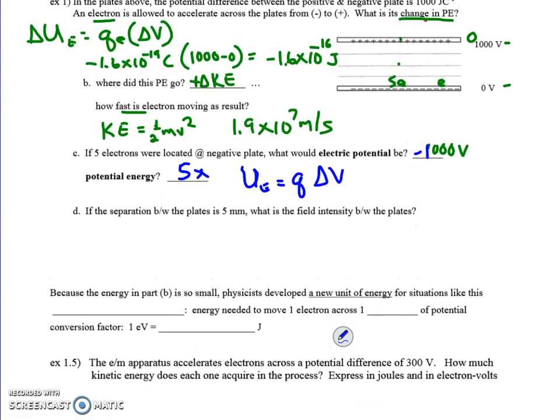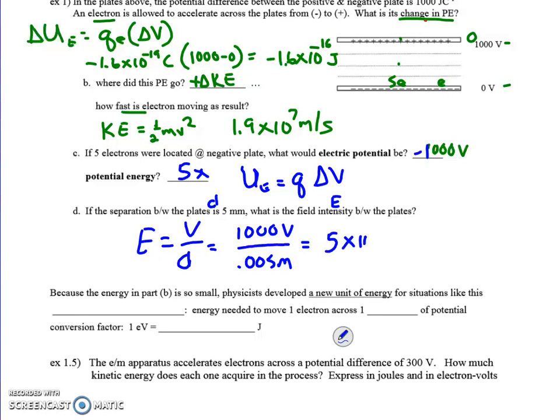Okay. If the separation between the plates is 5 millimeters, what is the field intensity between the plates? Okay, that's pretty easy. Separation is D, field intensity is E. What do I know about the plates? I've got the V, so I can say that E would be equal to V divided by D. And so I have 1,000 volts. We don't really care about the magnitude, whether positive or negative in terms of change, divided by 0.005 meters. All right, and I believe if I do that right, I get 5 times 10 to the 6th newtons per coulomb. Well, actually, I'm not sure about that.